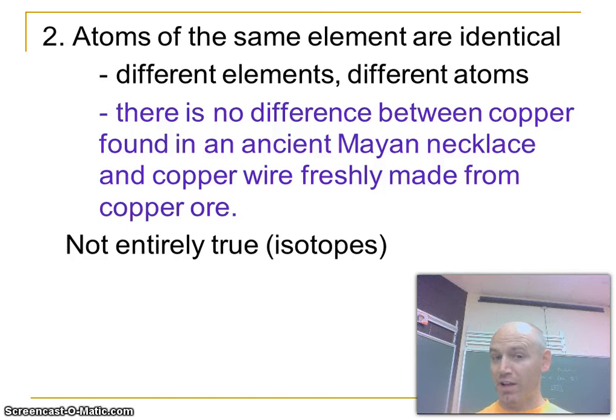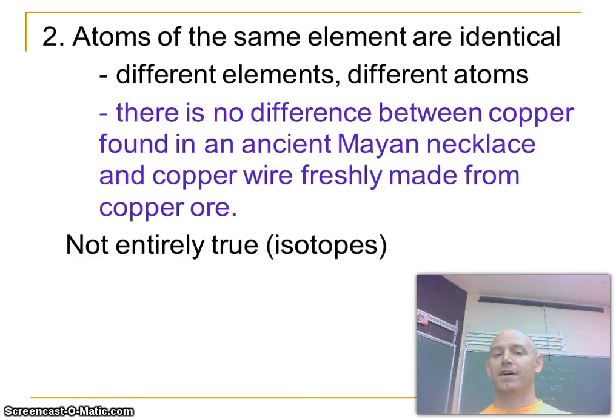And different elements will have different atoms. If you have a copper atom and an oxygen atom, they will not be alike. That's rule 2. It seems to make sense to us. But this is not entirely true. We now know it's not entirely true because you have different isotopes.